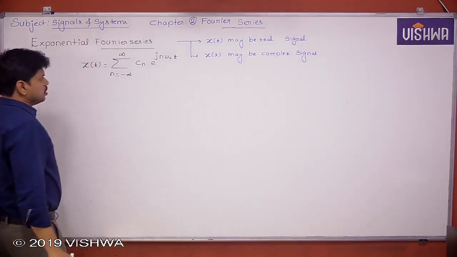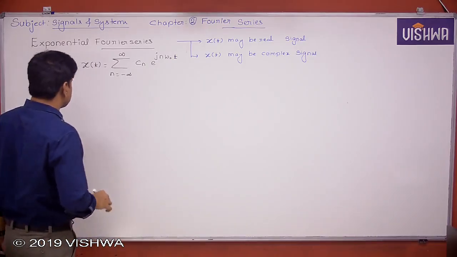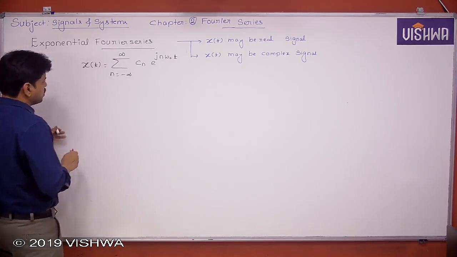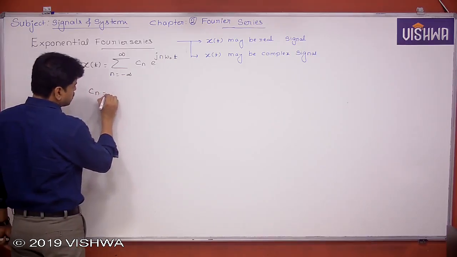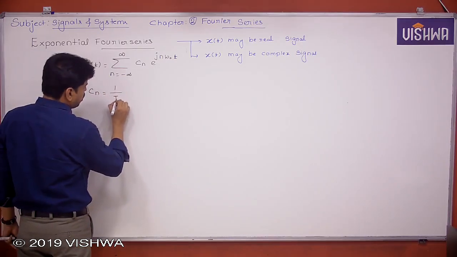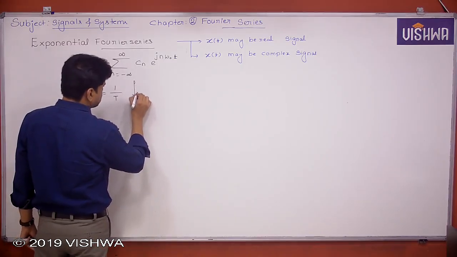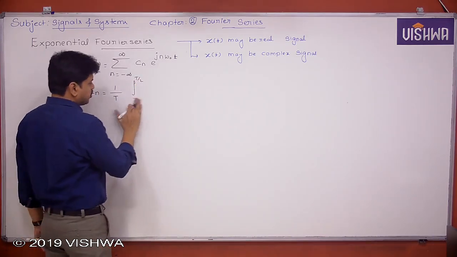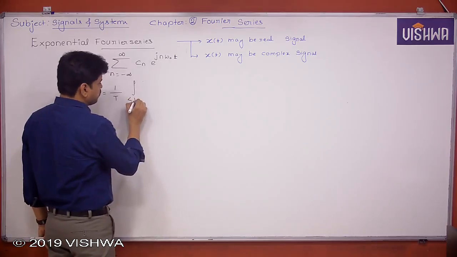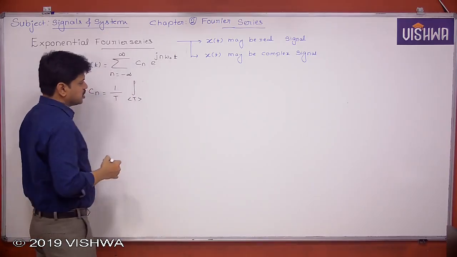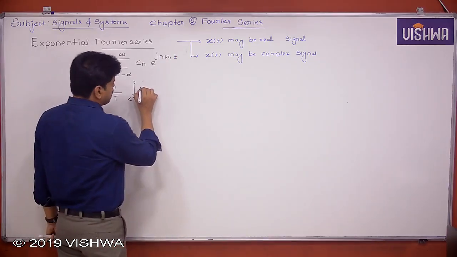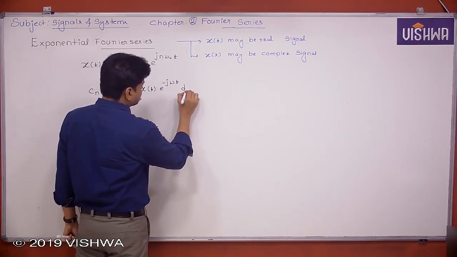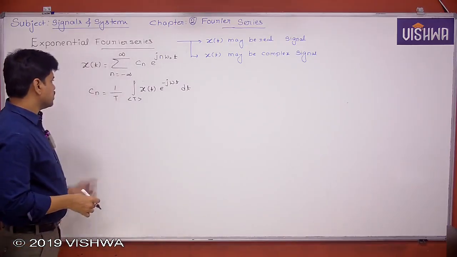Now, what if x of t is real? Suppose x of t is real. So that's the analysis we are going for. Here Cn is usually represented like this. How to find Cn: 1 by T integration from minus T by 2 to plus T by 2, or better we can write, integration over a period, that means upper limit minus lower limit is equal to T, x of t e power minus j n omega naught t dt. This is the way we can calculate Cn.